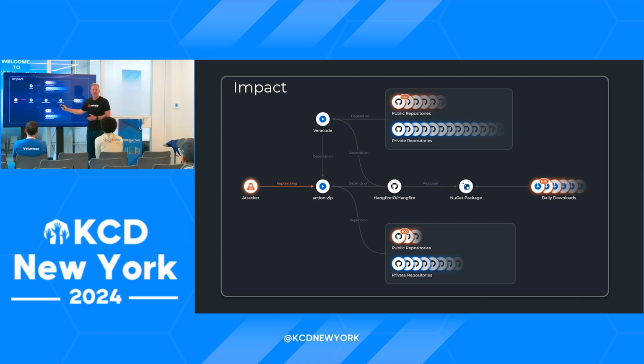This has already been disclosed, so it's not new. One action was used by Veracode, another very good security company, but they had an action that was used by 1,600 public repositories and countless private repositories. Veracode was used by Hangfire, and that action, Hangfire, produced a NuGet package that was downloaded by nearly 10,000 people, and we were able to modify it. We showed how we could modify and own that NuGet package using this research.